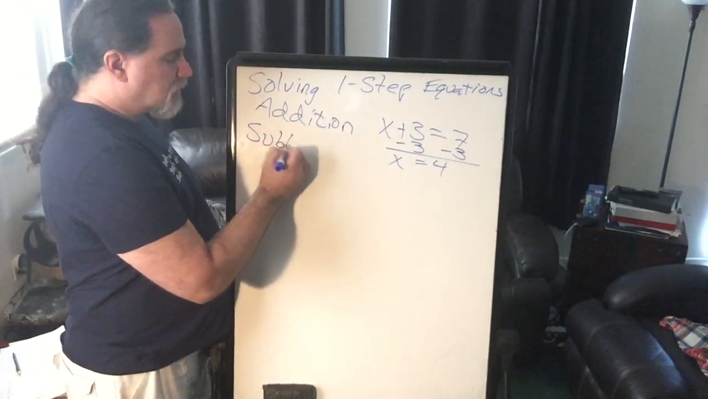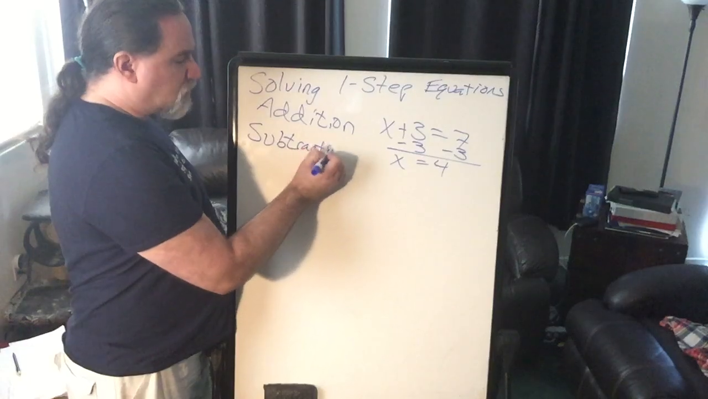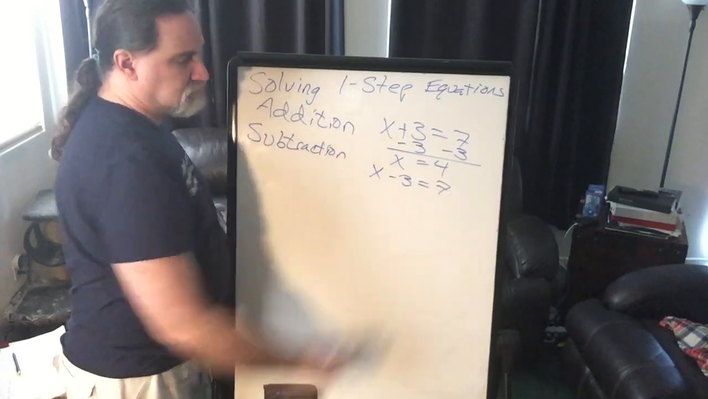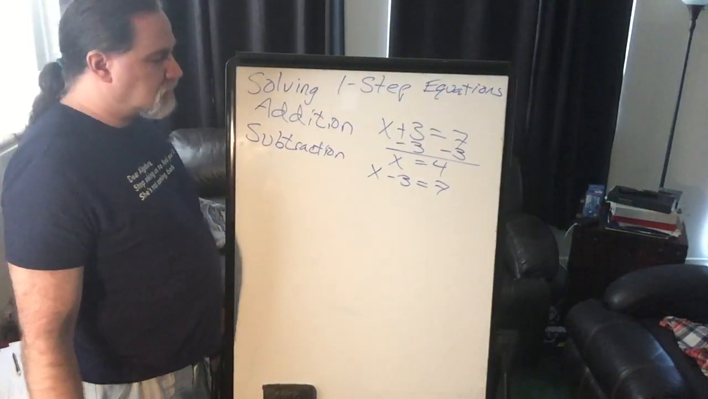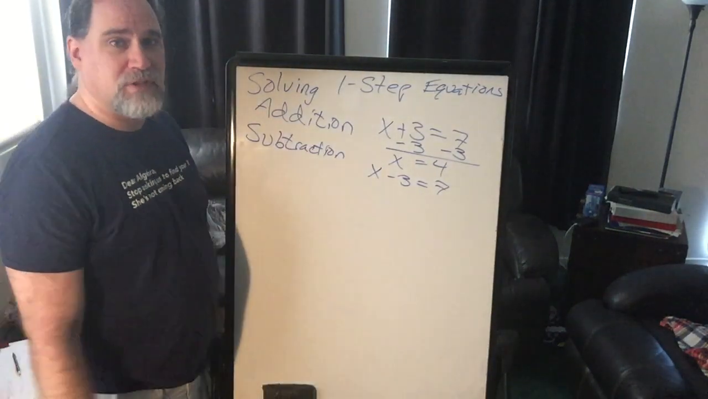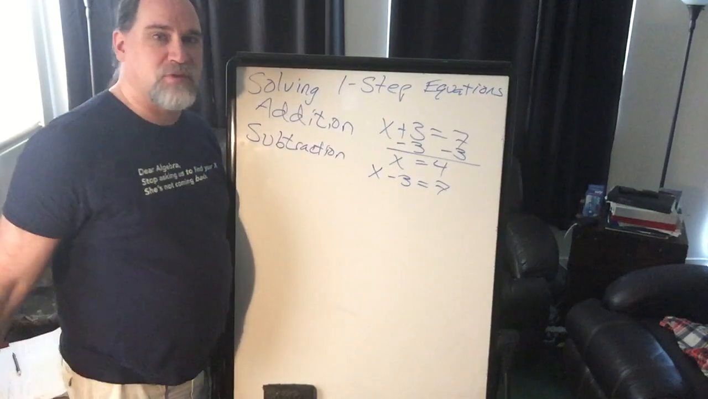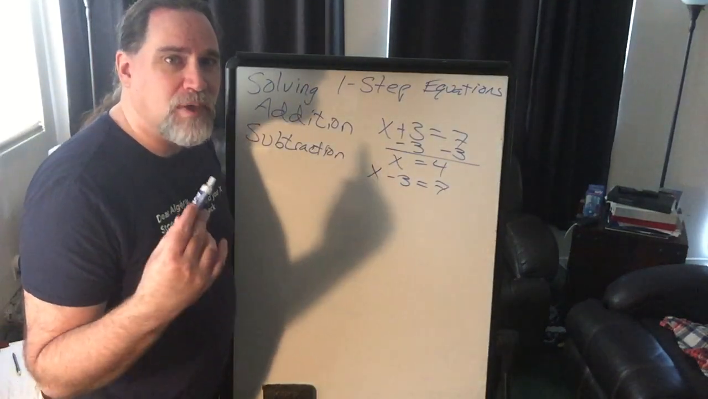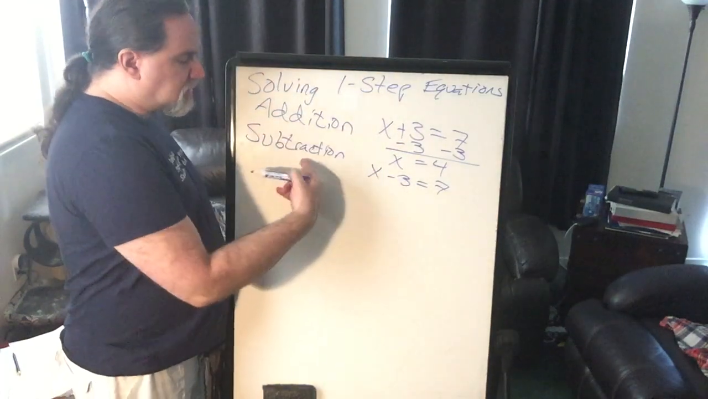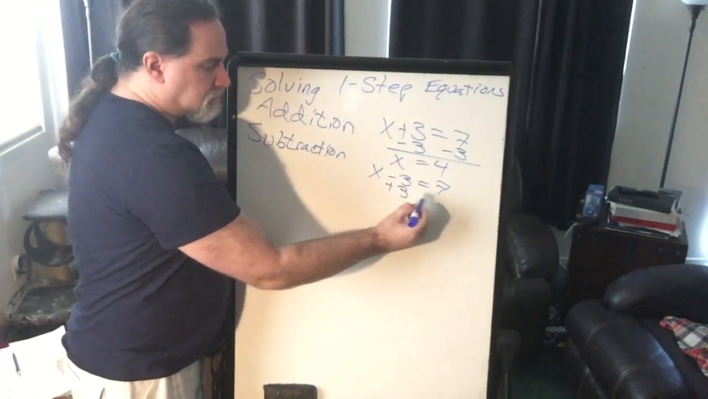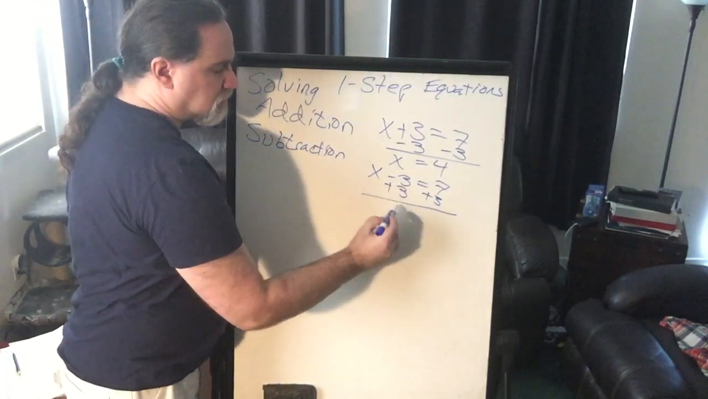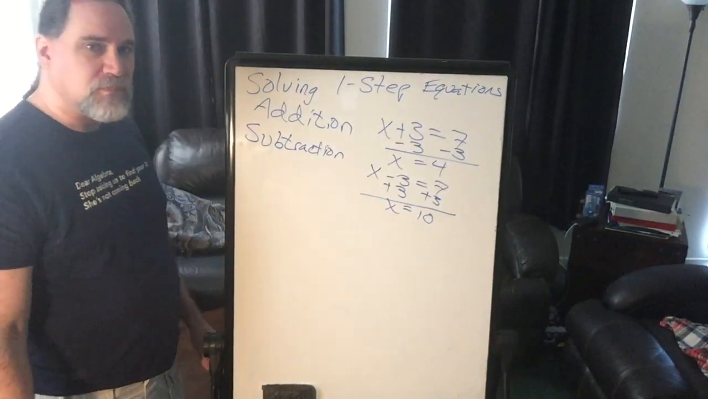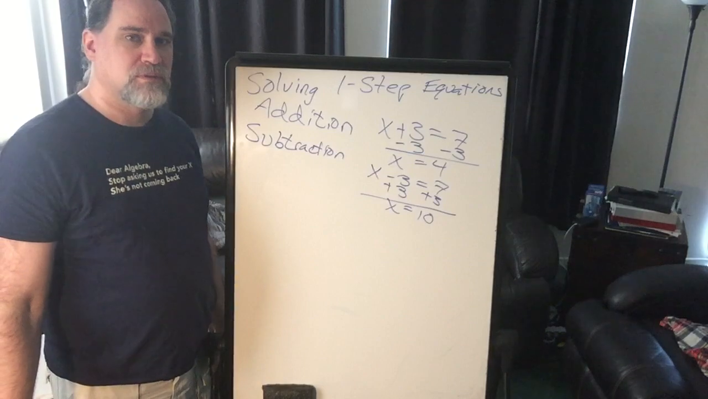Subtraction, the beauty is it works the same way. It's just the opposite. So if I had x minus 3 equals 7, I know you're yelling it out, what minus 3 equals 7, you know that answer, but I'm not interested in the answer. I'm interested in the process. So if I see subtraction, I'm going to be adding. And that's going to get me the right answer.